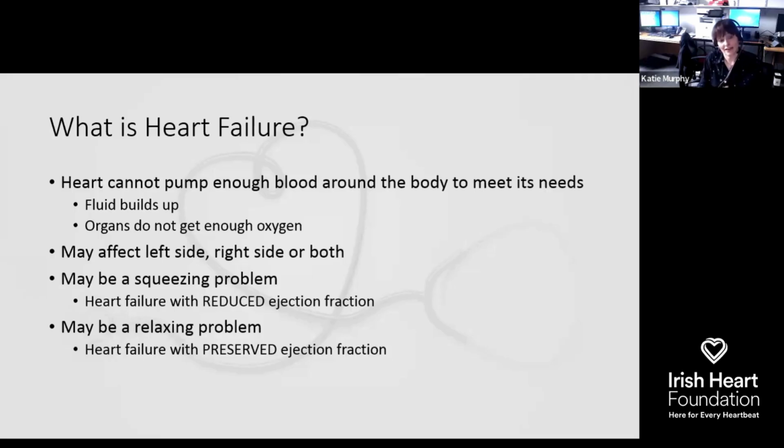Heart failure may affect the left side of your heart, the right side, or both, although it's more commonly affecting the left side. And you may have a squeezing problem where your heart doesn't squeeze, or your ejection fraction is low. Or it may be a relaxing problem where your heart is stiff, and we call that heart failure with preserved ejection fraction, or HFpEF.